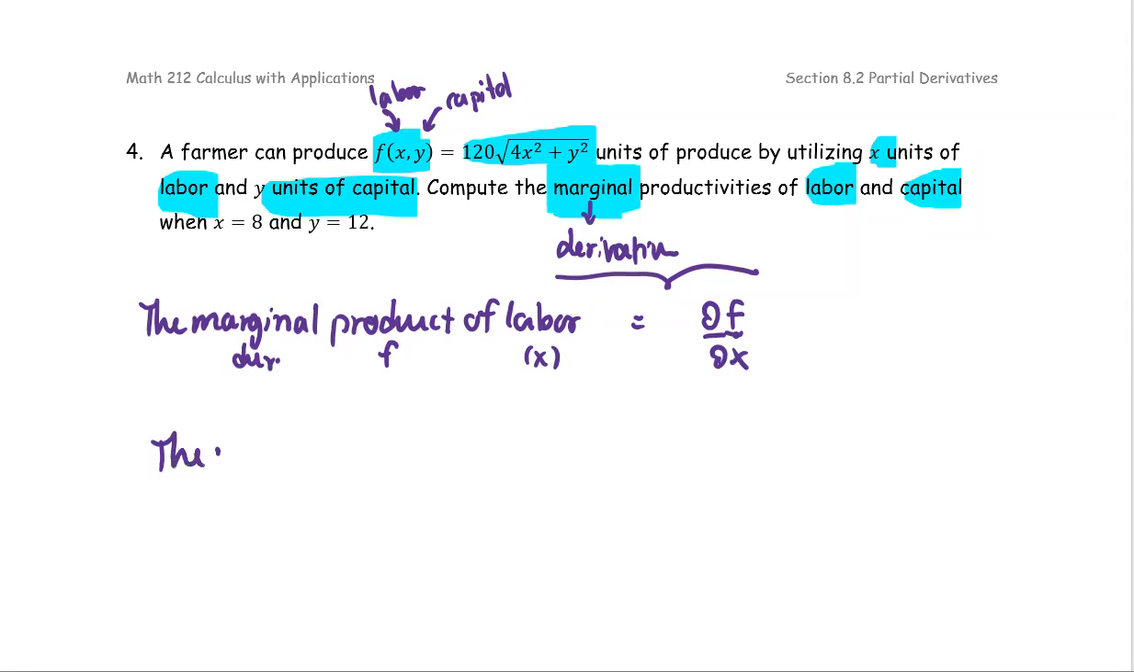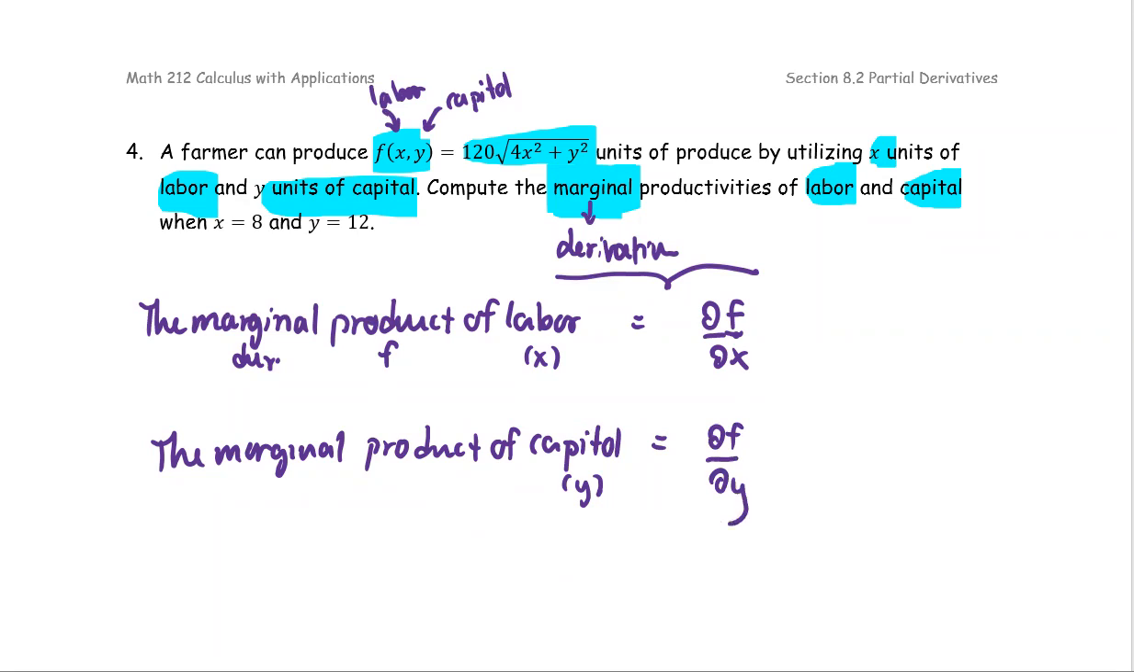And the other one, the marginal product of capital. Capital is y, so that means you look for the partial derivative of the function with respect to y. Then you're going to evaluate at x, y as the ordered pair 8, 12. That's how to interpret the problem.